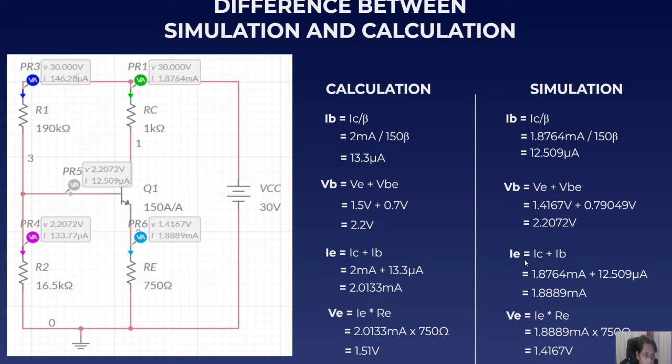For the simulation, IE equals IC plus IB. IC is 1.8764 milliampere, and IB is 12.509 microampere, equal to 1.8889 milliampere. For the calculation, the VE result is 1.51 volt, and for the simulation, IE is 1.8889 milliampere, multiplied by 750 ohms, equal to 1.4167 volt.